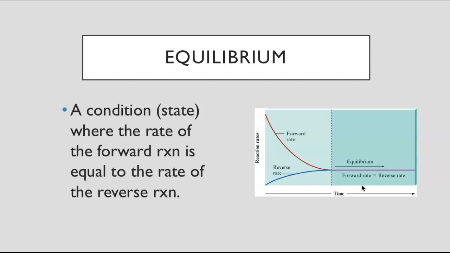It's really important, though, to remember that you still have motion going in both directions. Now, at the macroscopic level, on the big level, it's going to look like nothing's happening because the rates are equal. But on the microscopic level, products are still being formed. They're just being formed at the same rate that reactants are being reformed. So we say that equilibrium is a dynamic condition, meaning motion is still taking place.